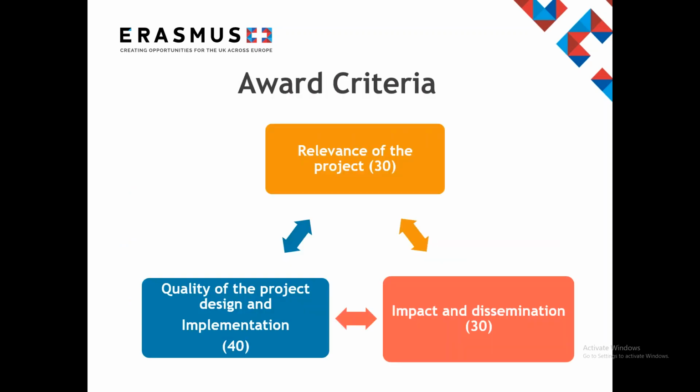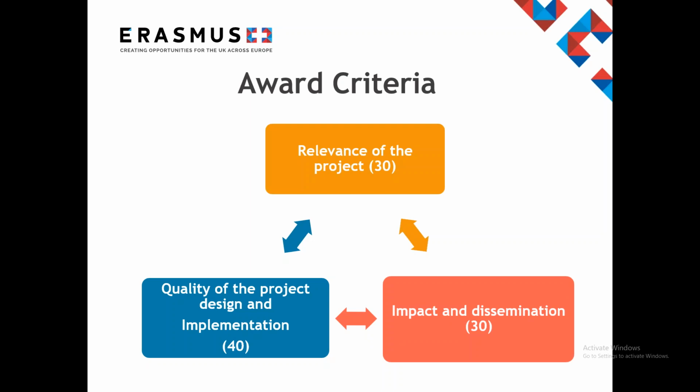Once the UK National Agency is happy that your application is eligible, it will be assessed by external experts against the award criteria published on page 55 to 56 of the 2020 Programme Guide. From this slide, you can see there are three award criteria. The application can score a maximum of 100 points. In order for your application to be considered for funding, an application must score a minimum of 60 points in total and must receive at least half of the maximum points for each award criteria.